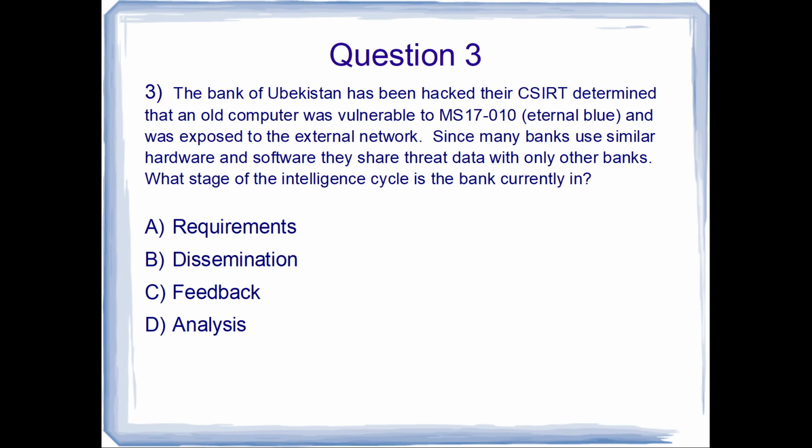The Bank of Uzbekistan has been hacked, and their CSIRT has determined that an old computer was vulnerable to MS-17-010, and that this computer was also exposed to the external network. Since many banks use similar hardware and software, they share threat data with other banks. What stage of the intelligence cycle is the bank currently in? Would this be requirements, dissemination, feedback, or analysis?